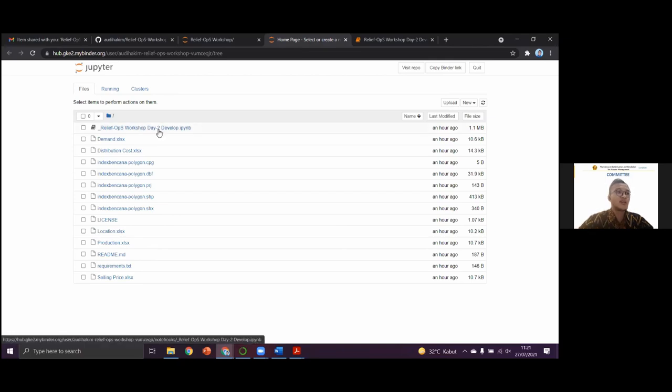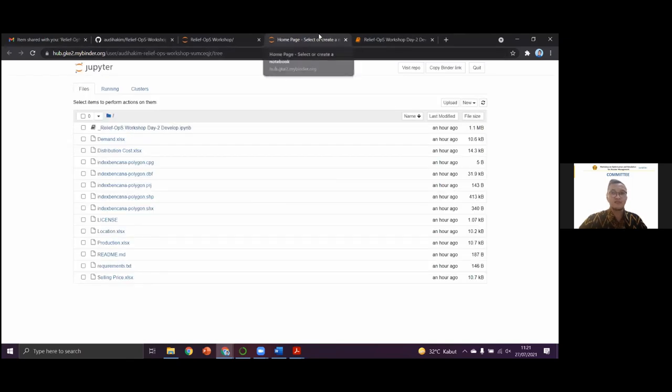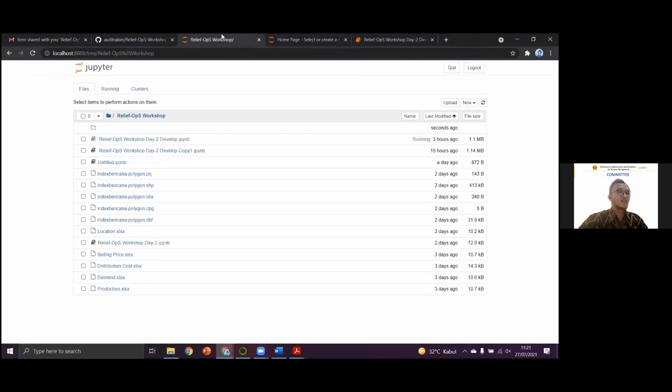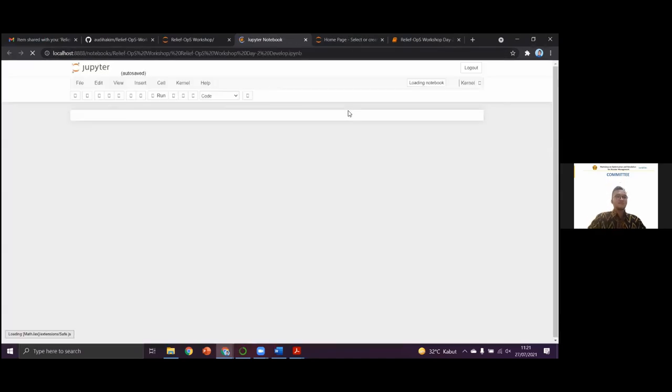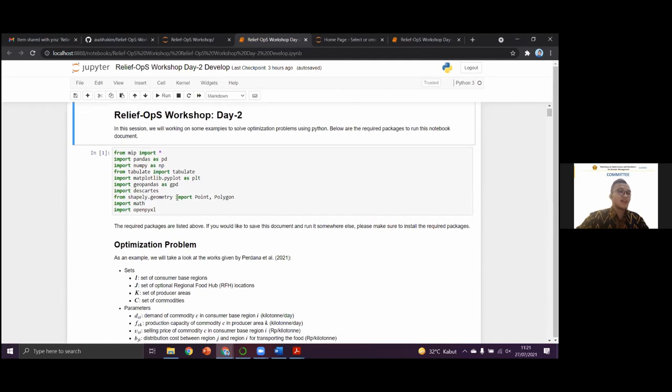So once you are there, you can open this link and .ipynb. Okay, that's the link. Oh, wait a moment. Oh, it's already open. That's okay then. Okay, this is the interface of the page. This is what we're going to use to practice the functions in Python. Like yesterday, Geo, my colleague, has informed you the basic information in Python.